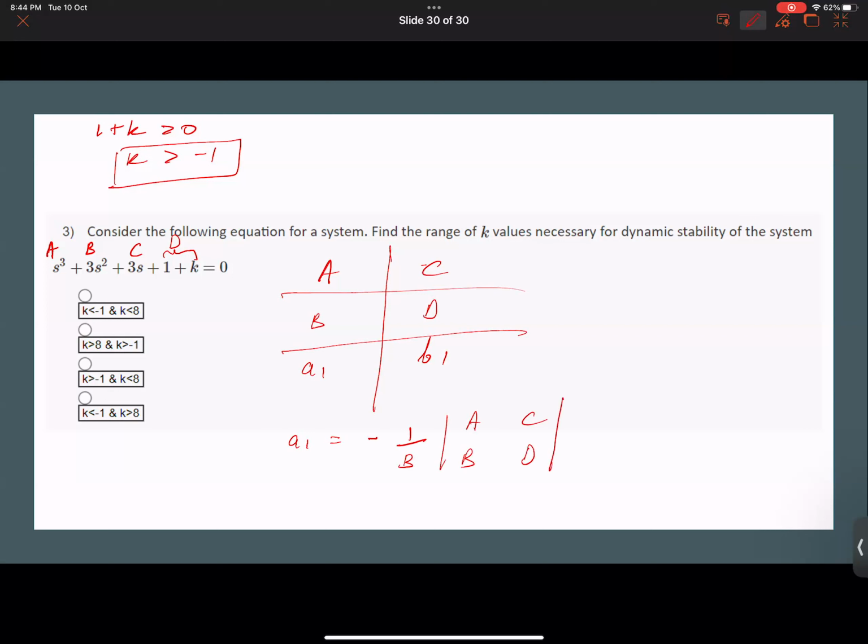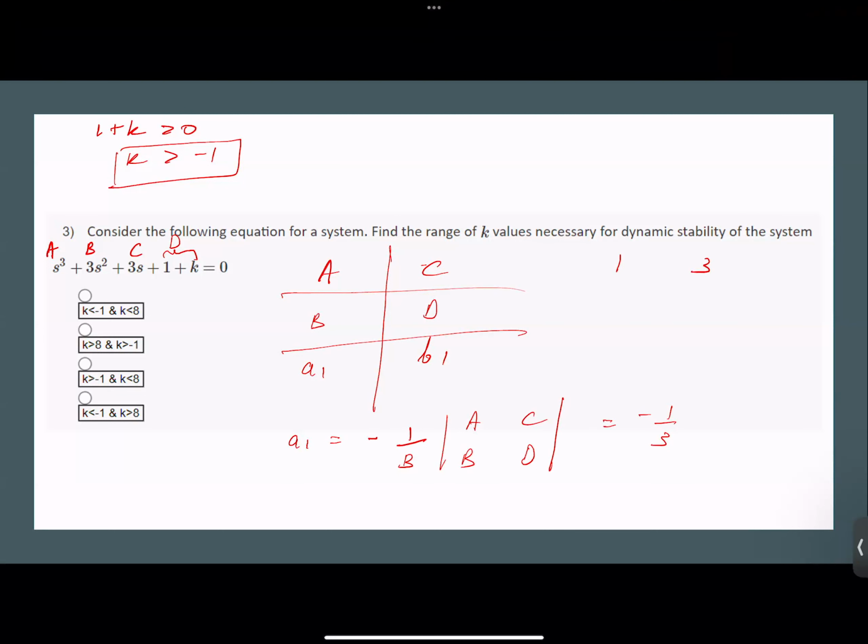Okay. So what is this? Minus 1 by 3. Let's just form this table. So A is 1, C is 3, B is again 3. This is 1 plus K, and this is A1. So for stability, what we need is that the first column, this is the first column, should be all positive. Okay, should be greater than 0. So A1 should be greater than 0 is the next condition.